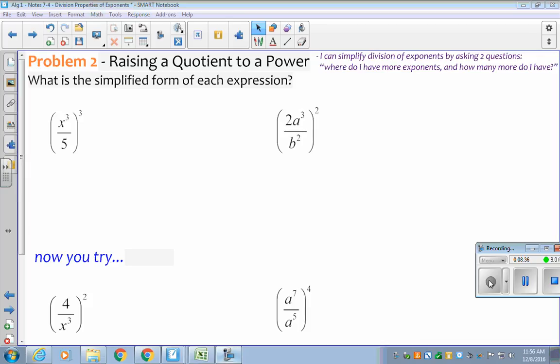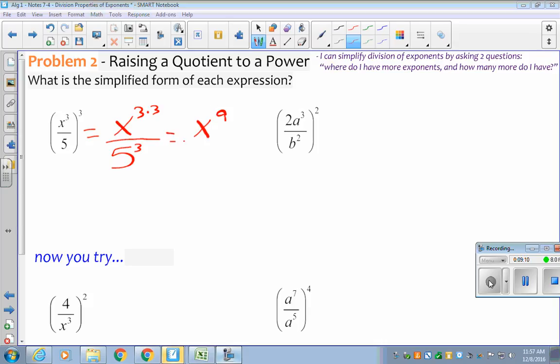All right, so now we're going to take our quotient and raise it to the powers. When you have multiplication or division, you can give everything inside the parentheses the power. So this is x to the 3 times 3 over 5 to the 3. When you raise a power to another power, the powers multiply. 3 times 3 is 9, and 5 times 5 times 5 is 125.